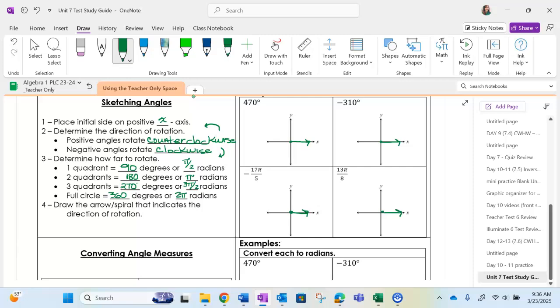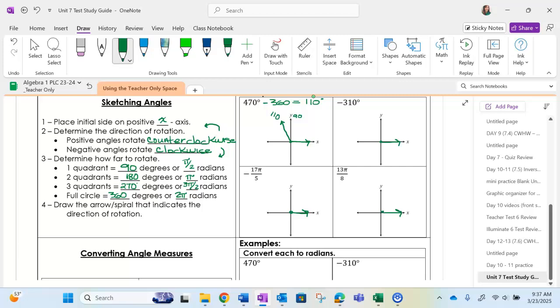So let's look at problem 1, 470. 470 is bigger than all the way around. So let's take out one rotation of 360, and you get 110 degrees. That's what I want you to draw, the terminal side. If 90 is up here, we know somewhere here is the terminal side at 110 degrees.